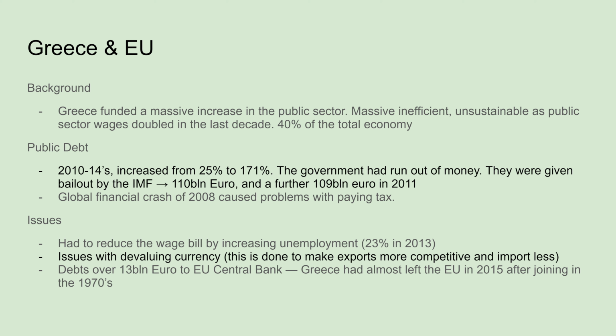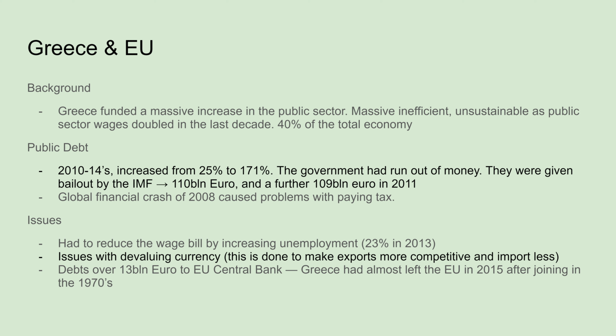Okay, so in Greece and the EU, the background for this situation is that Greece funded a massive increase in the public sector, which was massive, inefficient, unsustainable, as public sector wages doubled in the last decade, 40% of the total economy. Public debt, from 2010 to 2014, there was an increase in public debt from 25% to 171%. The government had basically run out of money.